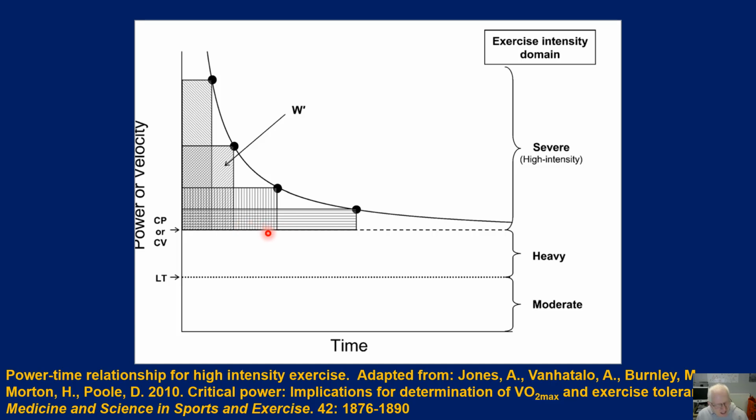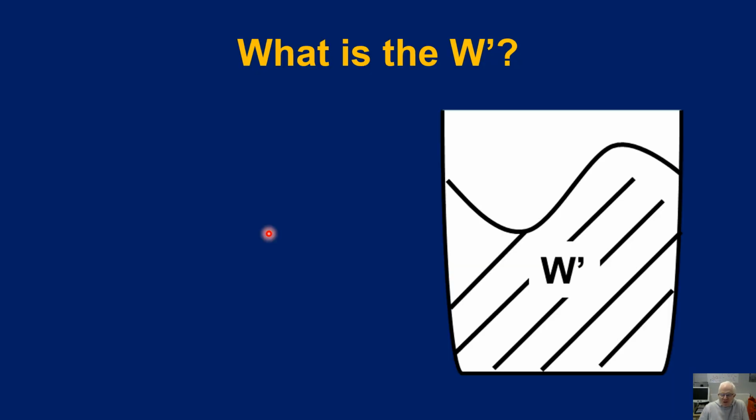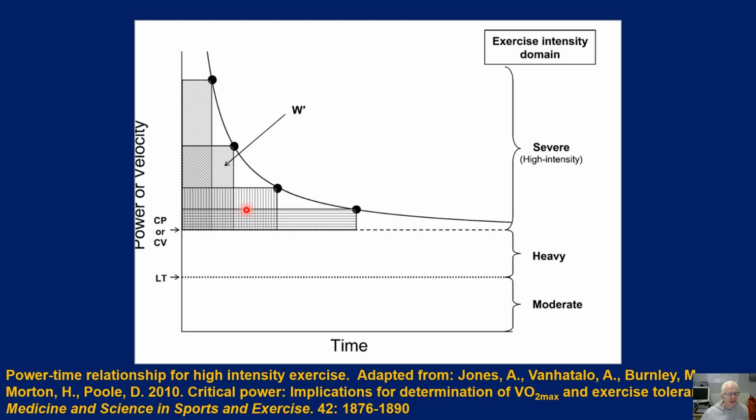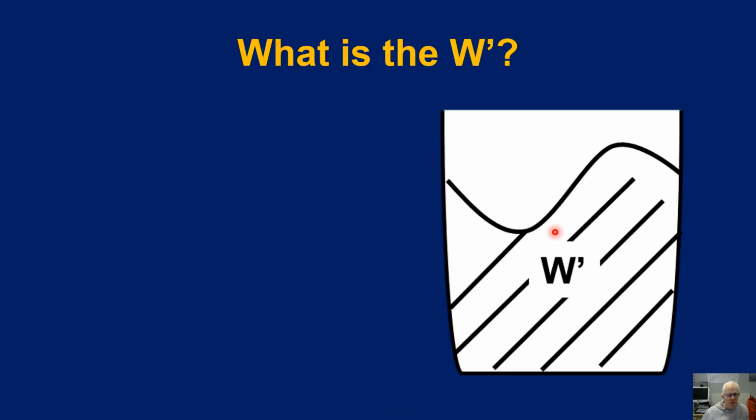So what is this W prime? How can it have the same area across all of these workloads? So what is it? Well, it's fascinating. And it refers to what we call the curvature constant. It defines this curve. Clearly you can see these areas, we tally them up to the curve, they define the curvature constant. They don't define the critical power. Remember, the critical power is the asymptote of the curve.